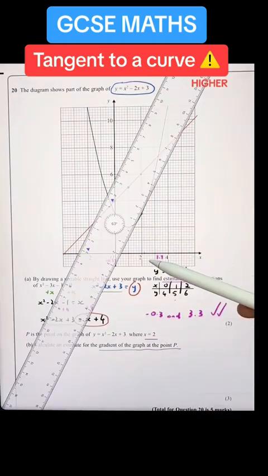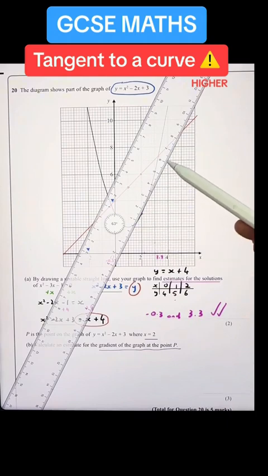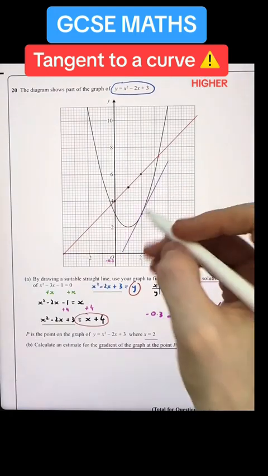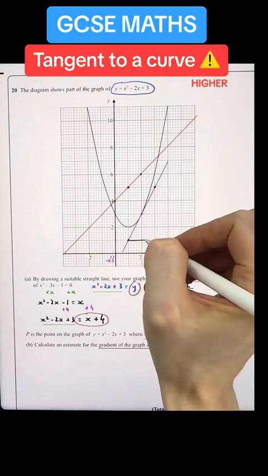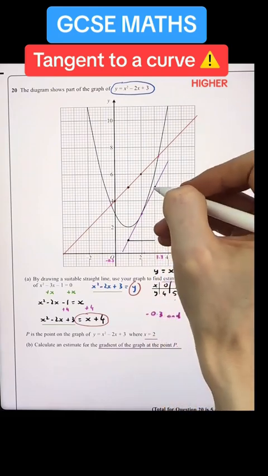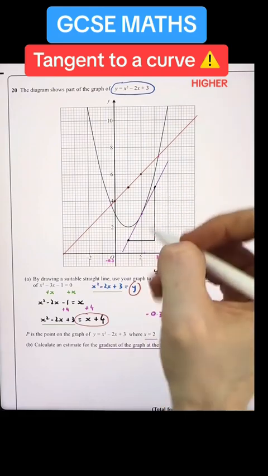To draw a tangent to a curve, we know a tangent touches the curve at only 1 point. At that point there, we get our ruler and we draw a tangent. So a tangent is a straight line, roughly equal amount of space either side of the line. We now pick 2 points on our tangent and we draw a right angle triangle. I'm going to pick the points 1, 1 and 3, 5 as they're easy coordinates to read off.